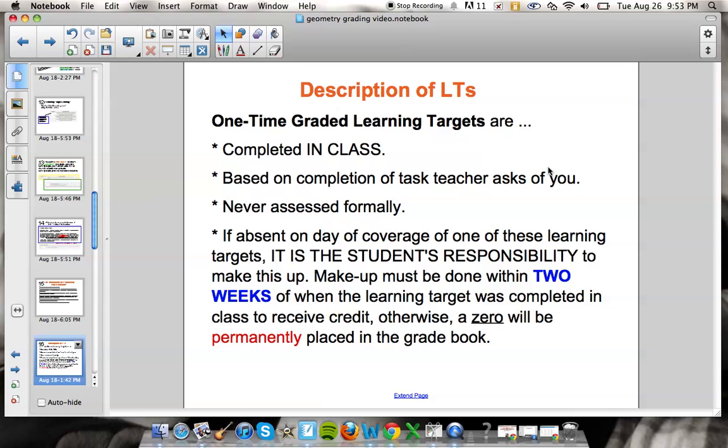Target is your one-time graded learning targets. These are going to be completed in class. These are based on completion of tasks teachers ask of you. They're never assessed on your spiral tests.